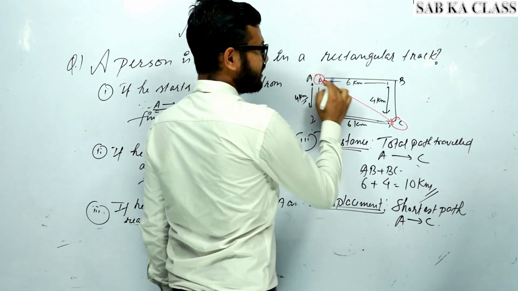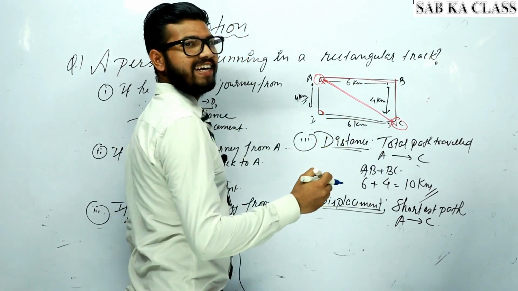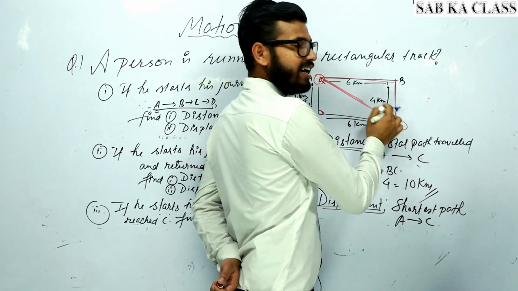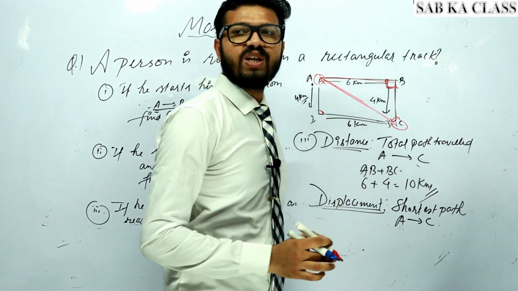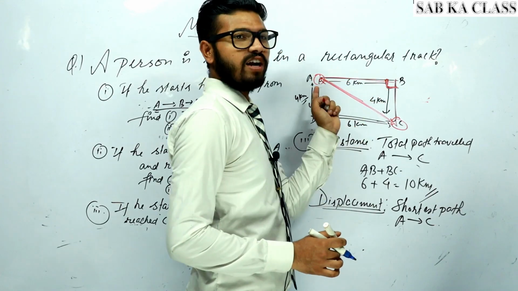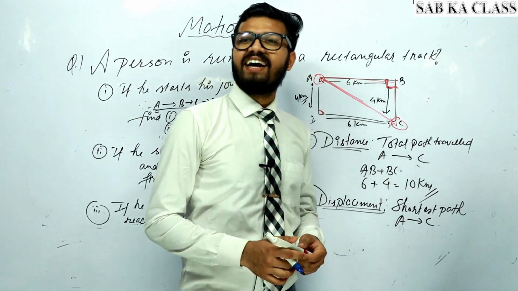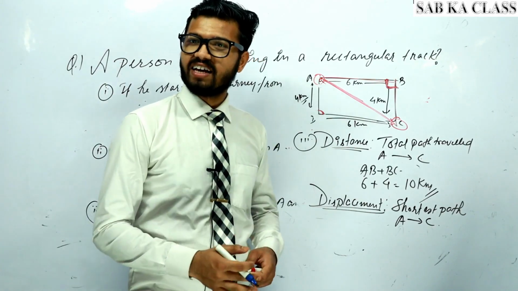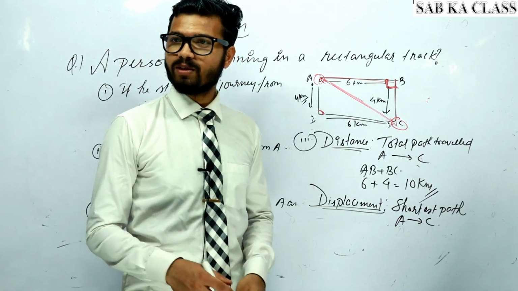So now how can you find AC? Look here. This is a rectangle and this is a diagonal. ABC is a triangle, and the triangle has one corner of 90 degrees. So we can use the Pythagoras theorem to find the diagonal, the hypotenuse. The Pythagoras theorem says that perpendicular square plus base square equals hypotenuse square. जो लंबा वाला का स्क्वायर होगा ना, वो छोटा वाला दोनों का स्क्वायर का एडिशन होगा. वही तो बोलता Pythagoras theorem.